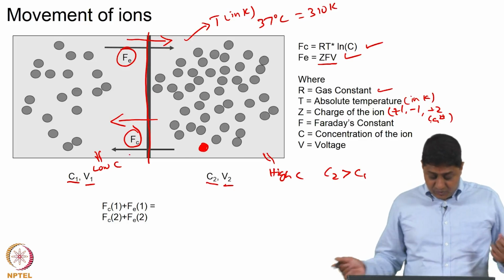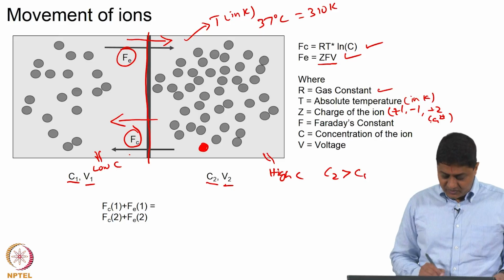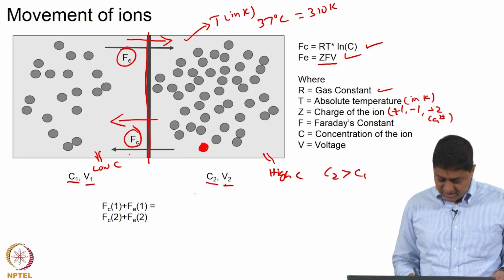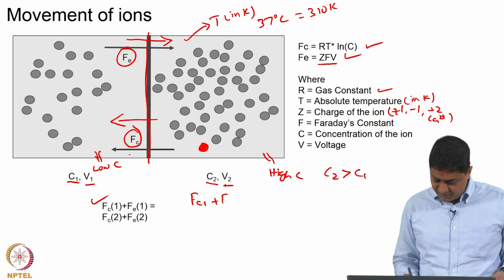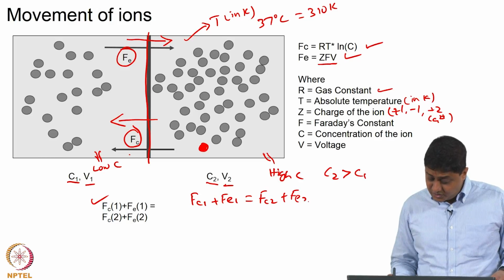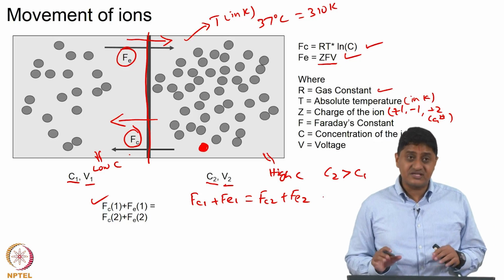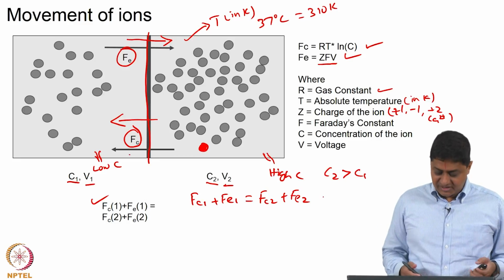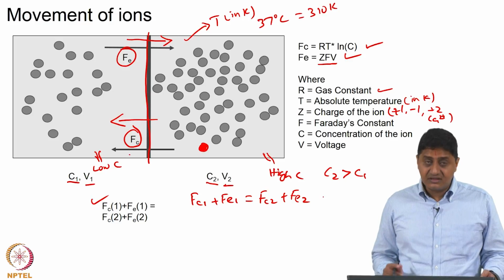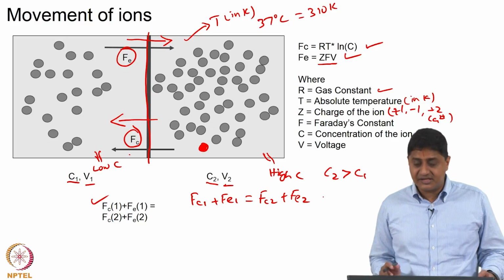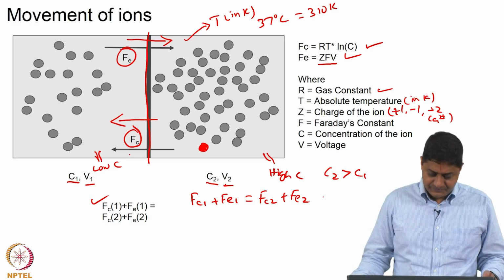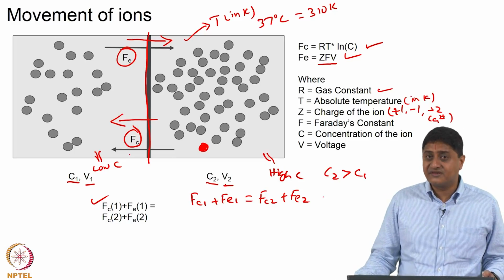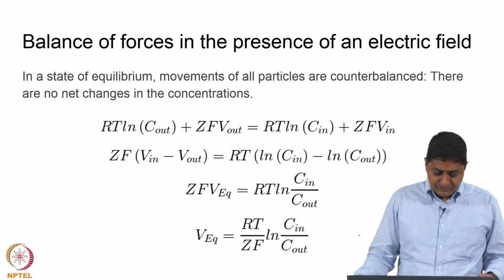And it turns out that I could come up with the equation that balances these two, that is basically Fc1 plus Fe1 is equal to Fc2 plus Fe2. So, the sum of these two forces exactly balance each other at some point. The question is, what is that point? That is what we are interested in finding out. What is the potential difference or what is the concentration gradient at which this will happen, right. In particular, we are interested in computing this potential at which this happens, right.